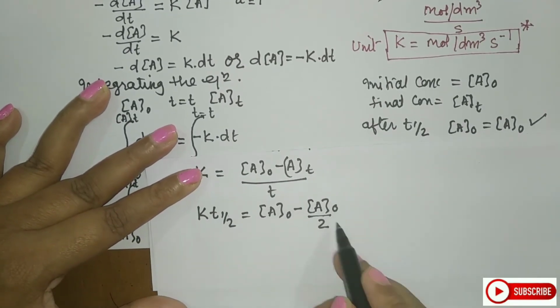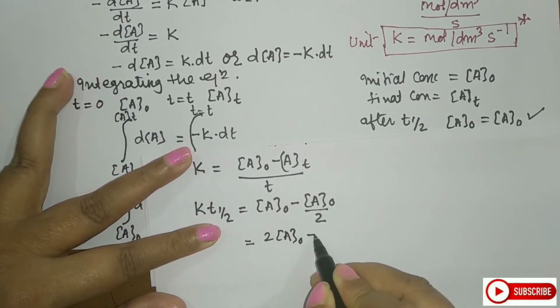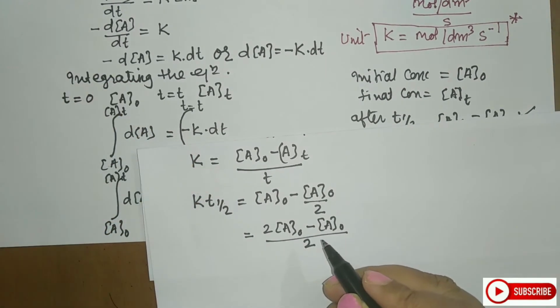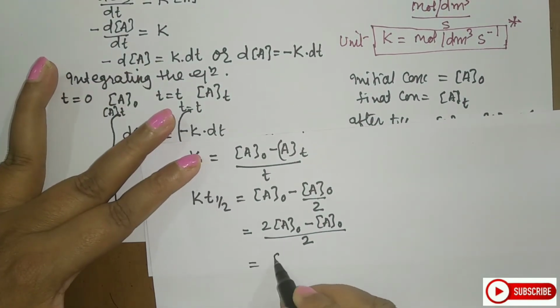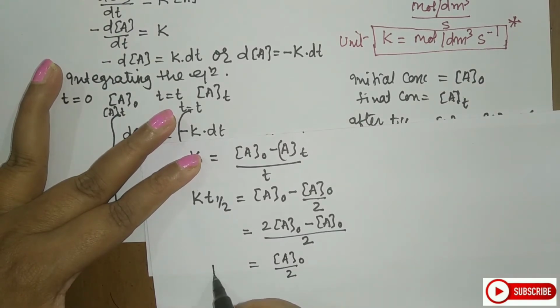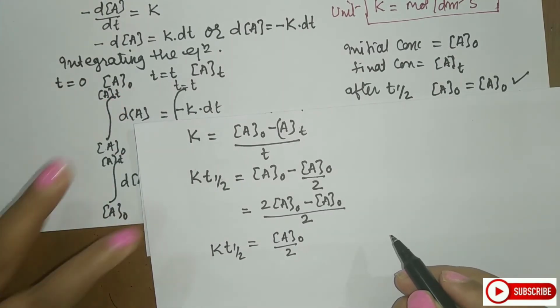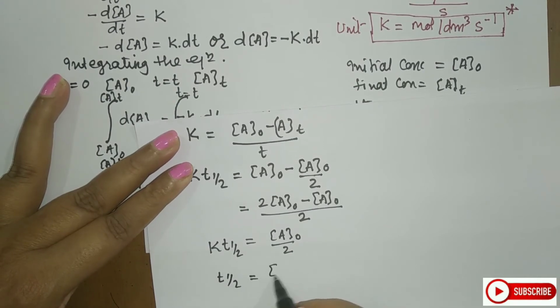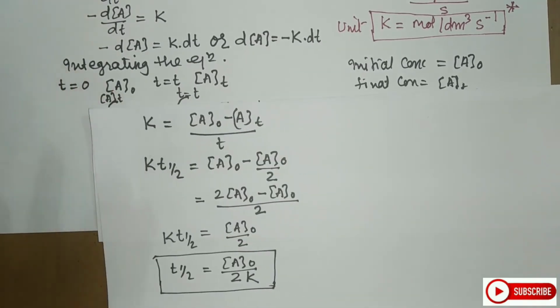Now let us find the LCM for this. So what you will get is 2A0 minus A0 upon 2. Now students, if you solve this, 2A0 minus A0 will give you A0 by 2. This is what you got for half-life. Now let us rearrange, because we are calculating for half-life. Make the equation in T half form. So T half is equal to A0 by 2K. So this is the equation for the half-life for a zero order reaction.